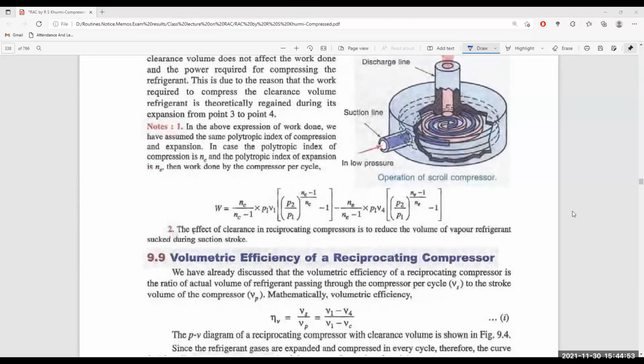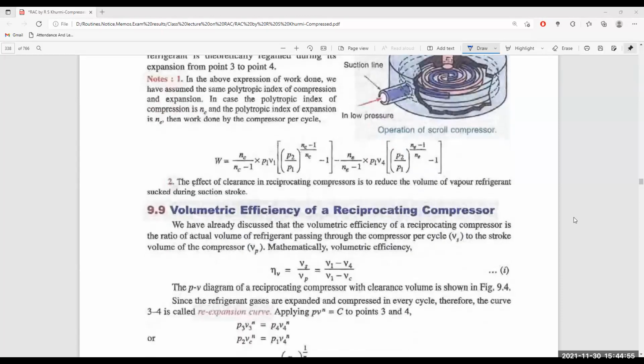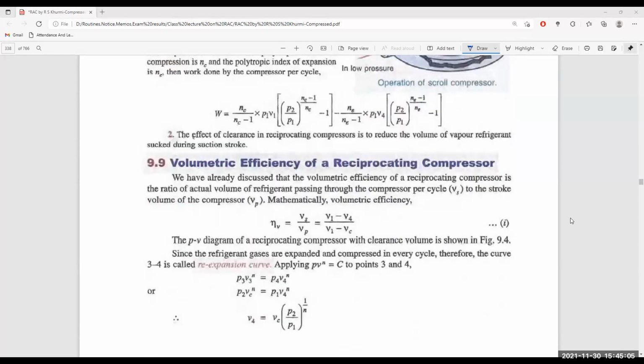Now, let us discuss the volumetric efficiency of a reciprocating compressor. We have already discussed that the volumetric efficiency of a reciprocating compressor is the ratio of the actual volume through the compressor per cycle to the stroke volume of the compressor. It means the actual amount they are compressing and delivering, divided by the volume they are sweeping during the compression.